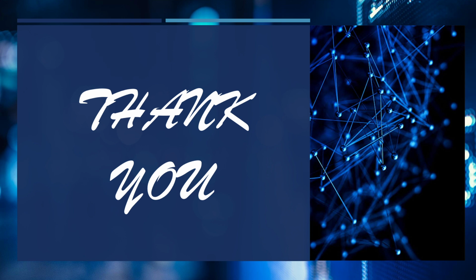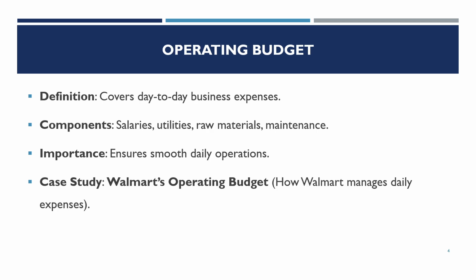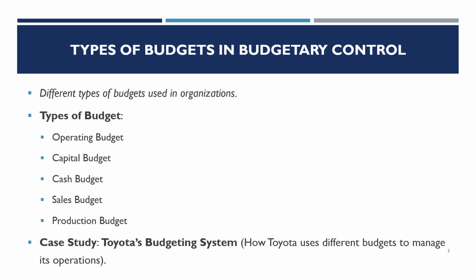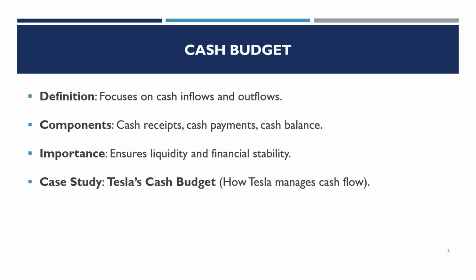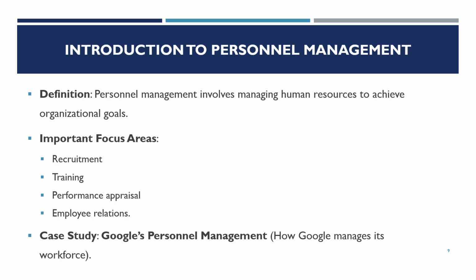So is there any doubt about what I covered in today's content? Do you have any doubt, anyone? Let me go through once what we have covered here. We have covered the types of budgets in budgetary control, which is a point from unit number two. By completing this point, we have finished unit two. As we saw, the different types of budget: operating budget, capital budget, cash budget, sales budget, production budget, and we started with unit number three, that is personal management.